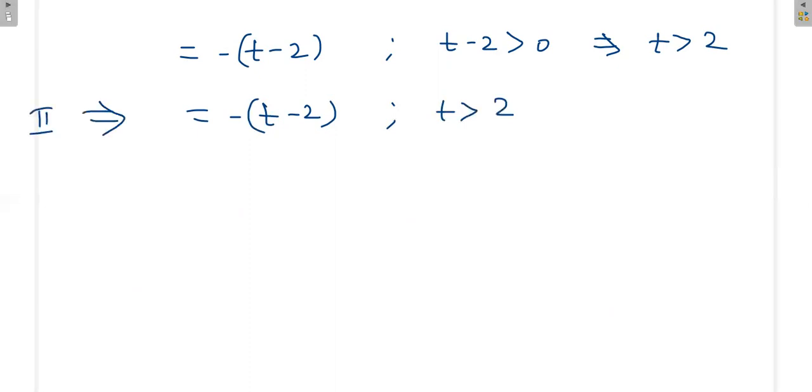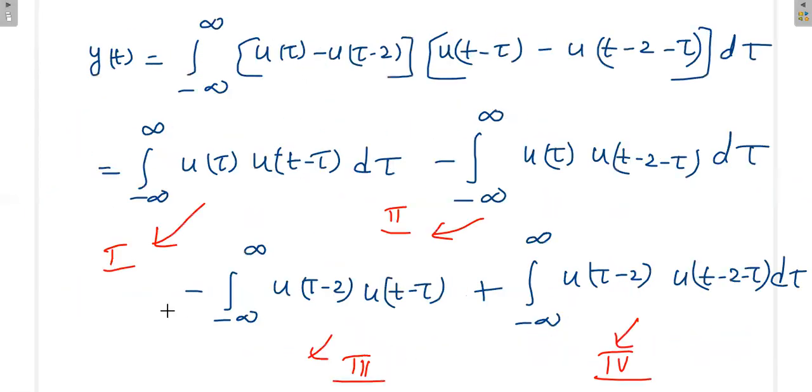Then what about the third component? The third component of y of t is this one: minus integral of u of tau minus 2 u of t minus tau.